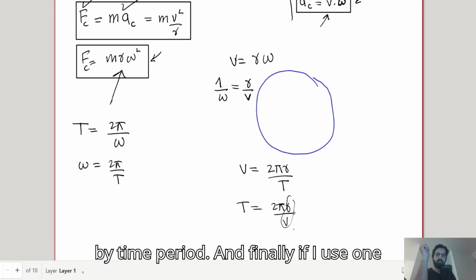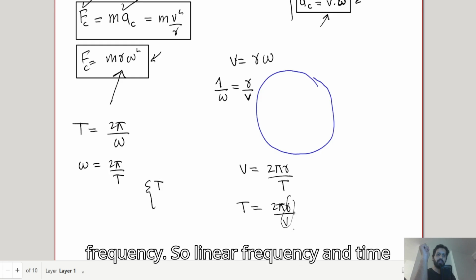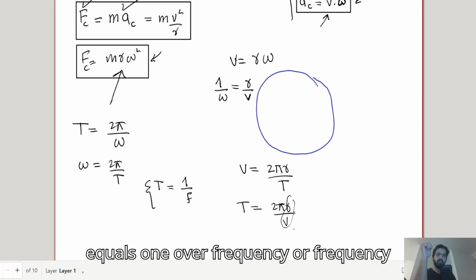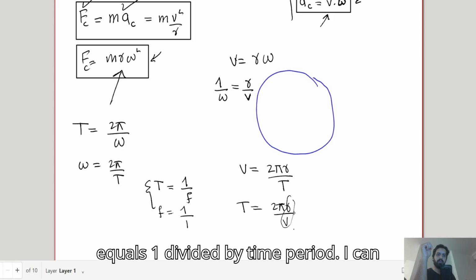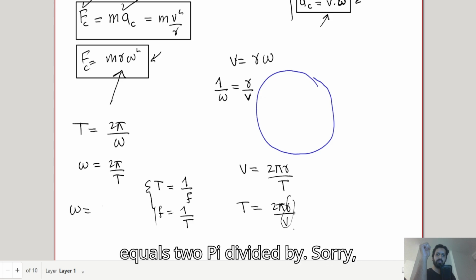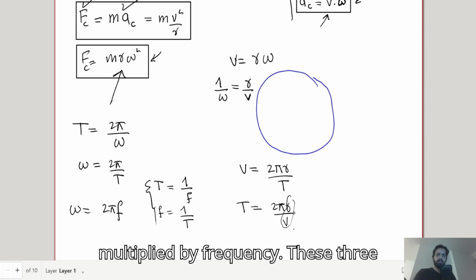And finally, if I use one more relation, that is time period and frequency. So linear frequency and time period are inversely related. Time period equals 1 over frequency, or frequency equals 1 divided by time period. I can use it here to write omega equals 2 pi divided by T, so it will be 2 pi multiplied by frequency.